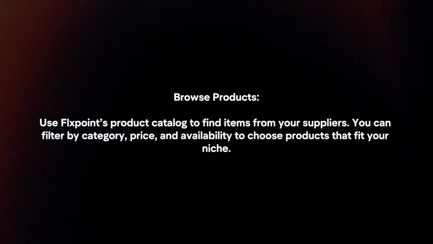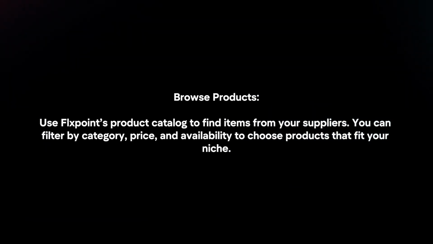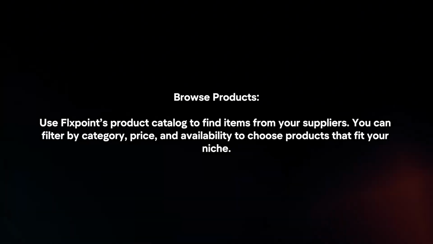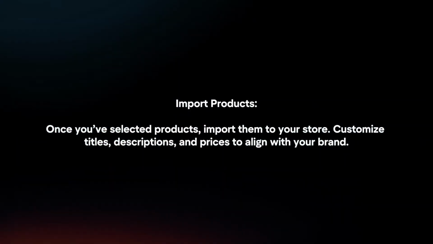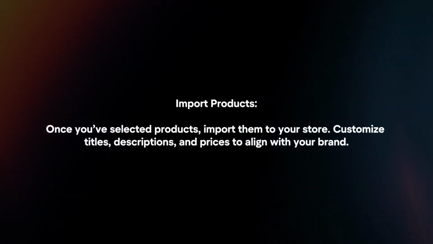Browse products. Use Flxpoint's product catalog to find items from your suppliers. You can filter by category, price, and availability to choose products that fit your niche. Import products. Once you've selected products, import them to your store. Customize titles, descriptions, and prices to align with your brand.